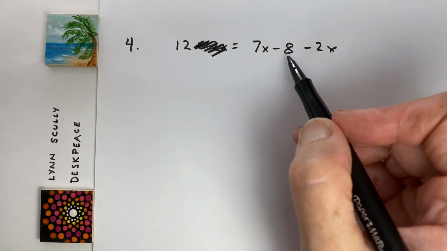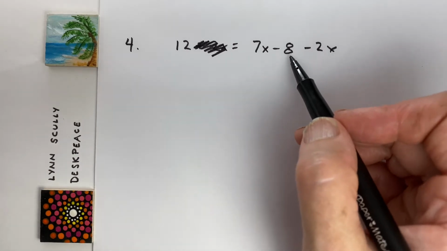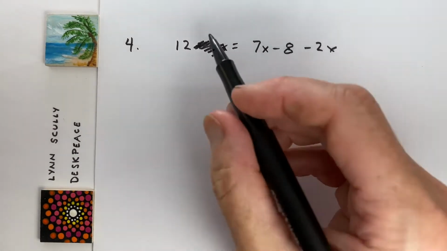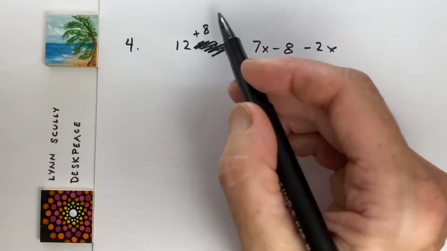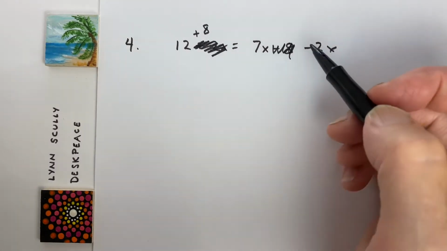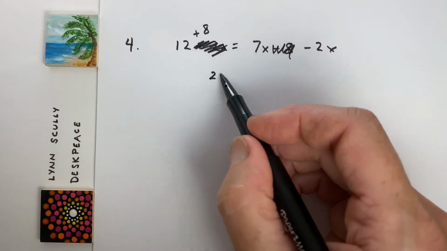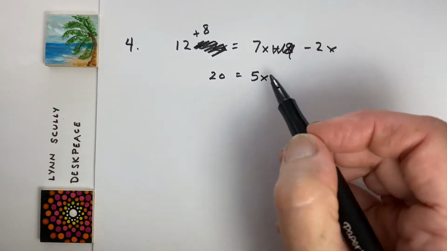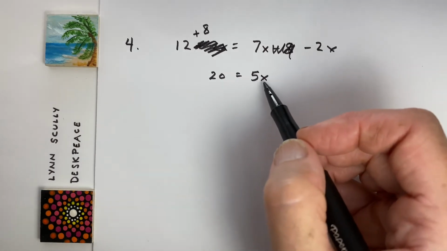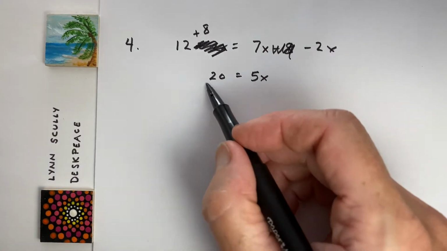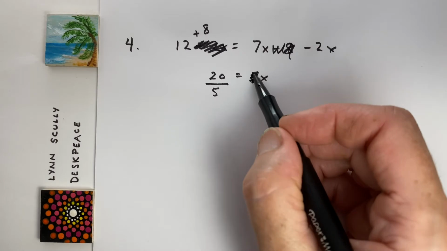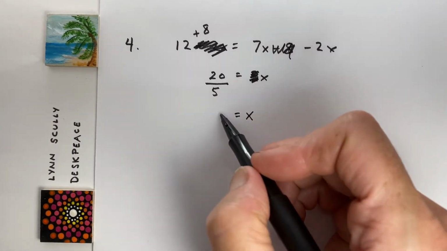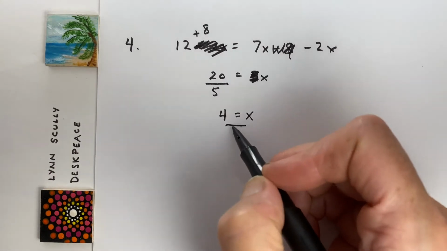This 8, though, doesn't have an x with it, so I want to move it over to this side of the equal sign. It's attached here by subtraction. I'll move it by addition to the other side of the equal sign. 12 plus 8 is 20. 7x minus 2x's is 5x's. I want to get this x alone. 5 is attached by multiplication. Move it by division to the other side of the equal sign. X equals 20 divided by 5 is 4.